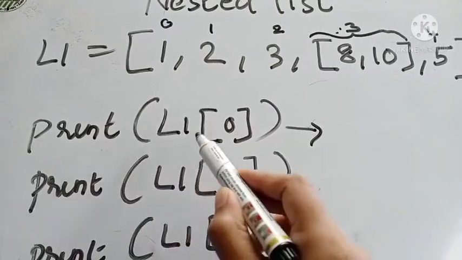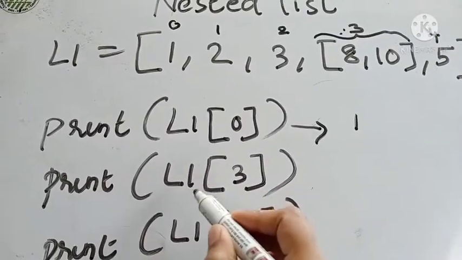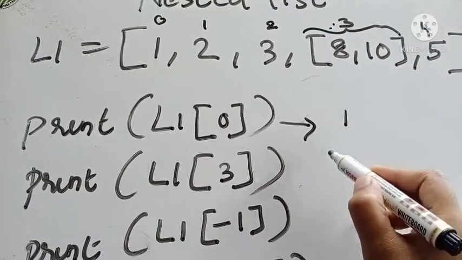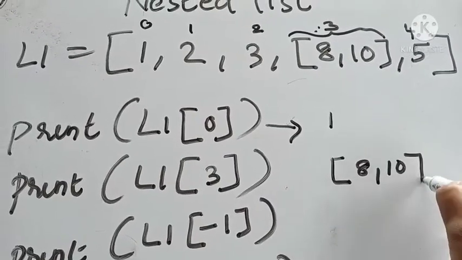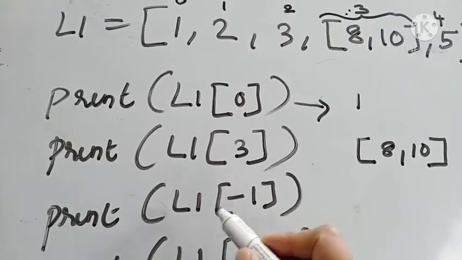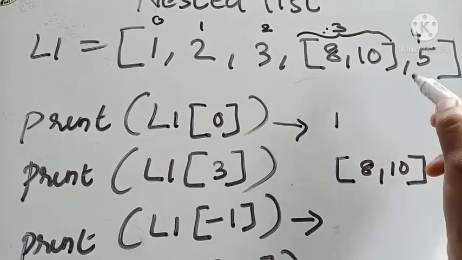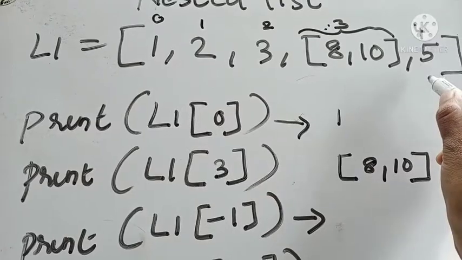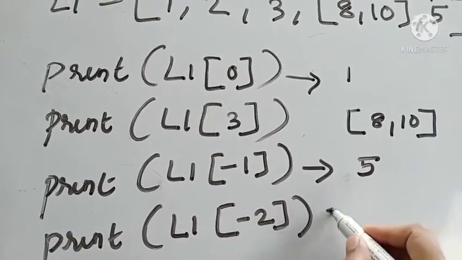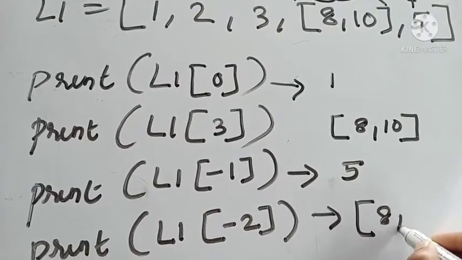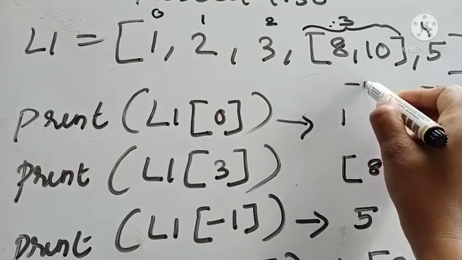So print L of 0. The answer here is nothing but 1 only. Print L1 of 3. L1 of 3 answer is nothing but it is the other list's values. 8 and 10 should be taken. Print of L1 of -1. You know the forward and backward indexing, right? -1 means this will be the value. Answer will be 5. What about the L1 of -2? This is also the same answer, 8, 10, because -2 means this is -1 and this is -2.